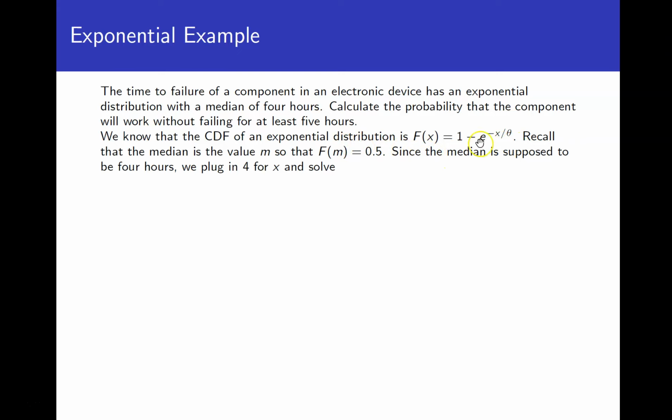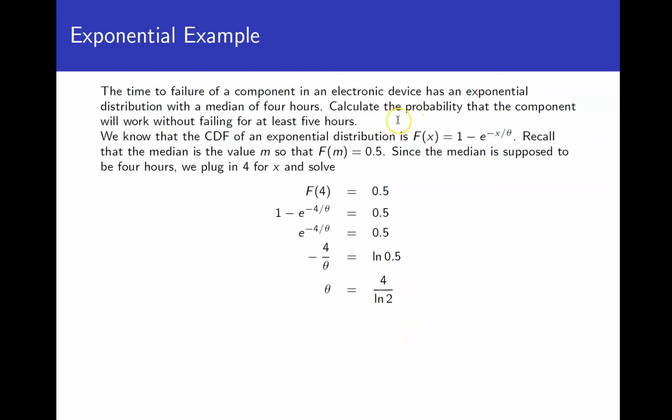For an exponential distribution, we know that the CDF, the cumulative distribution function, is 1 minus e to the negative x over theta. We want the median to be 4, so we'll put 4 in for x and solve for theta in this equation. So we want to solve the equation F of 4 equals 0.5. Do a little bit of algebra, get e to the negative 4 over theta is 0.5. We've got to take a log and rearrange the equation to get theta is equal to 4 over natural log of 2. I'm not going to bother getting a decimal approximation because I can handle this in my calculator just fine.